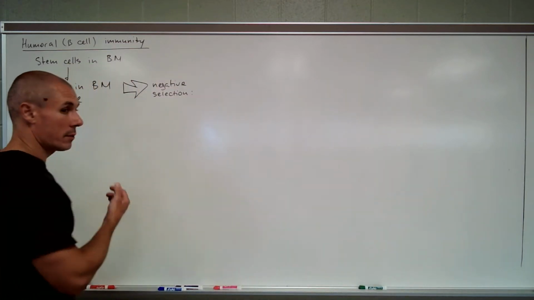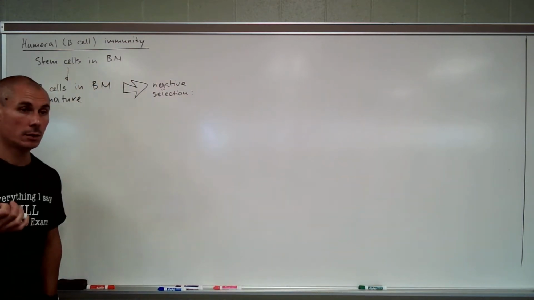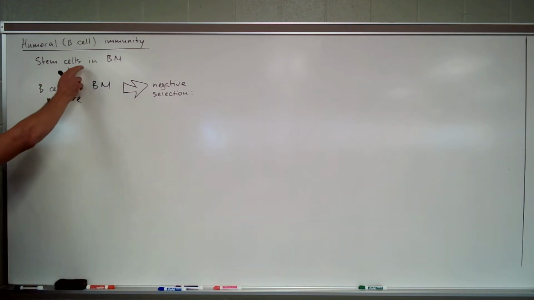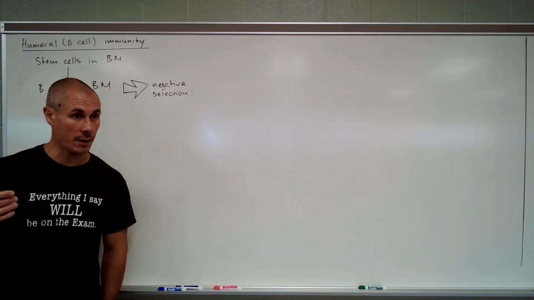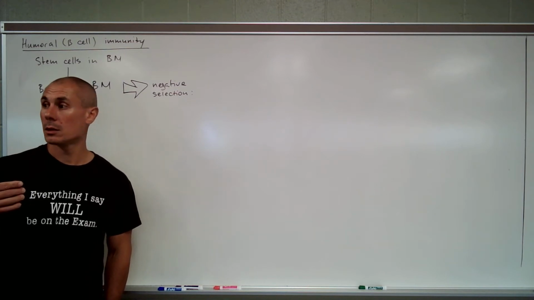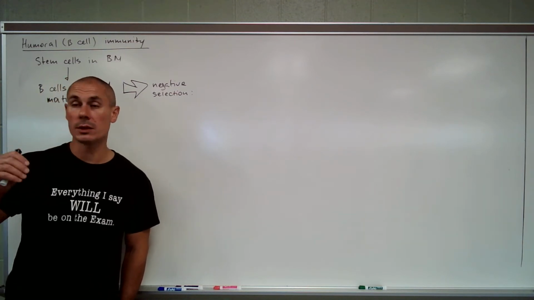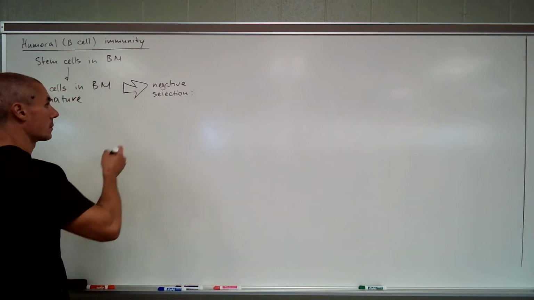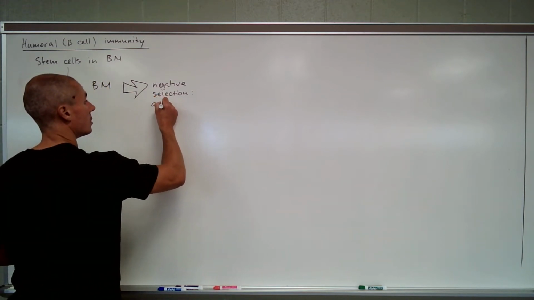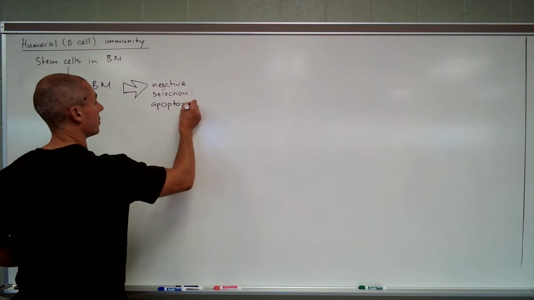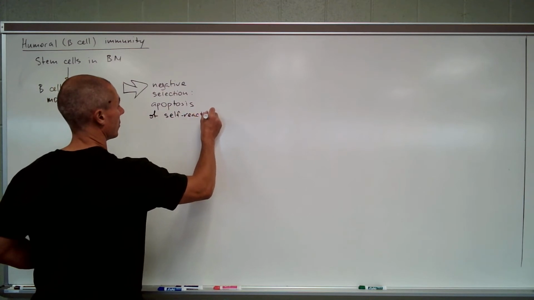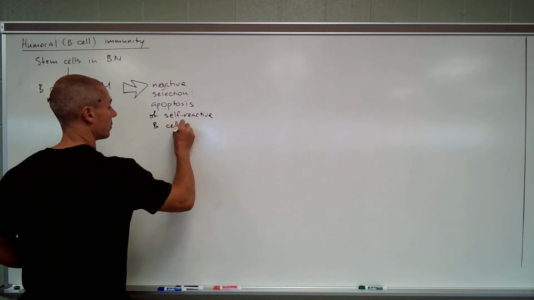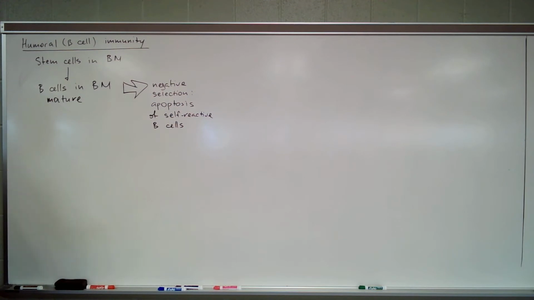So what happens during negative selection? Inevitably, some of the original B cells that are produced in the bone marrow, they will be what's called self-reactive. They will be activated by your own proteins. Does that make sense? So these self-reactive cells undergo apoptosis. Is that clear?